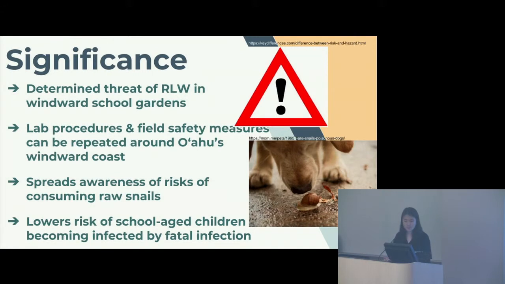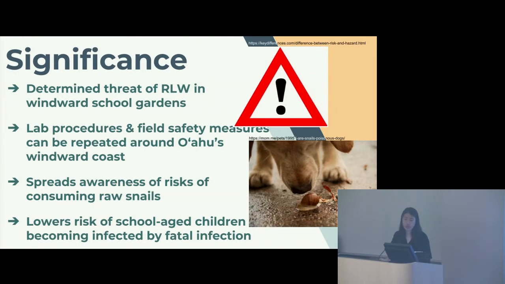Also, the lab procedures and the field safety measures that were used in this experiment can be repeated around schools on Oahu's coast and other school gardens, which would help to expand the sample size, and it would definitely bring more accurate results for this research and better map out not only the rat lungworm prevalence around Oahu, but also the snail species distribution as well, which there's not that much data on in Hawaii.